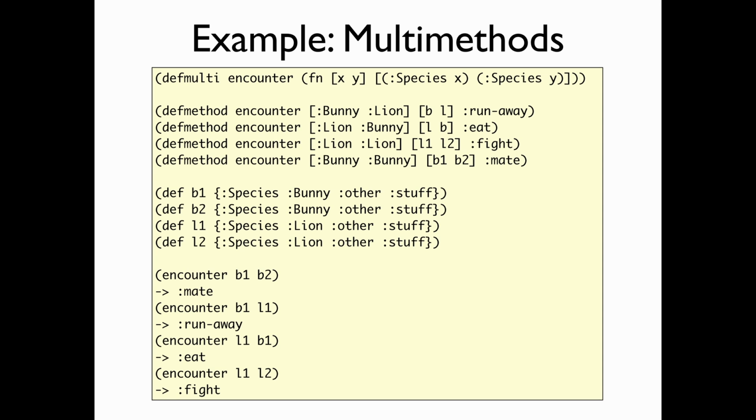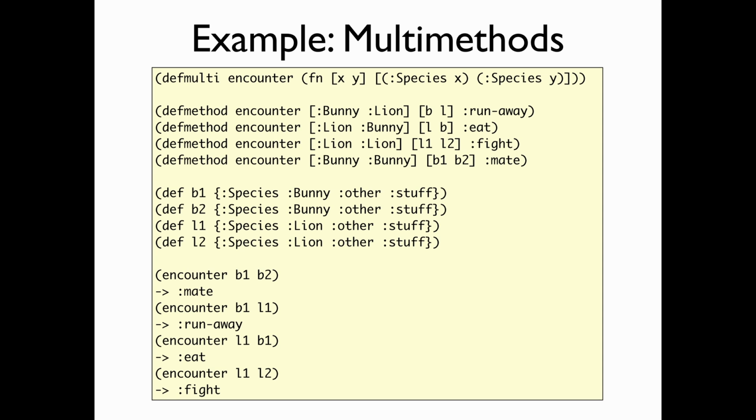Okay, so that's defmulti. You do that once. You say there is a multi-method called encounter, and this is how it generates dispatching values. This is the dispatching function. Then we can define a method of encounter. Well, when the dispatching function returns a bunny and a lion, this is what happens. When the dispatching function returns a lion and a bunny, this is what happens.